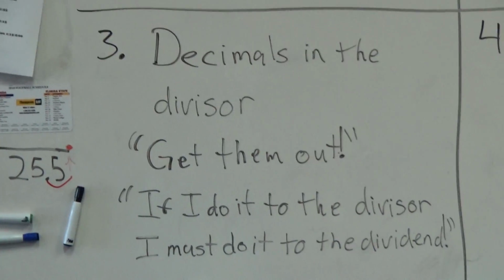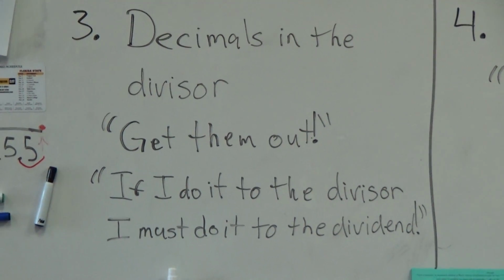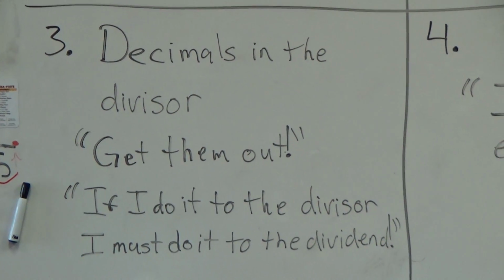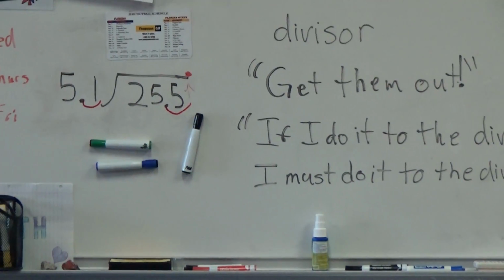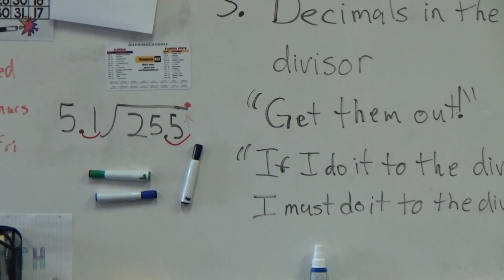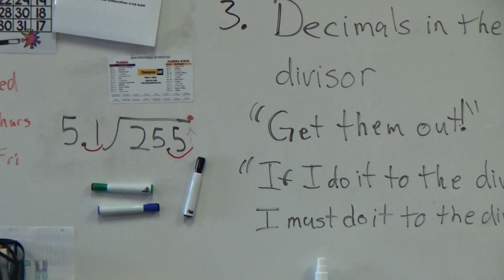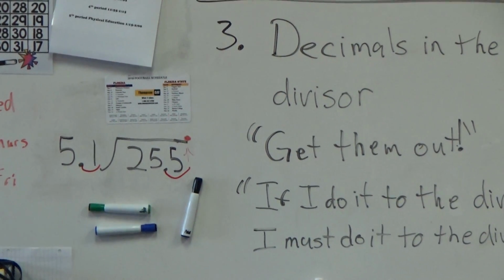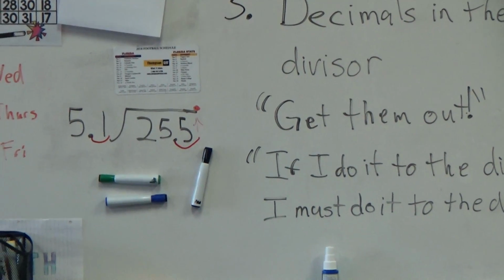For number three, if the decimal's in the divisor, we've got to get them out. If I do it in the divisor, I must do it in the dividend, and some of you were having problems with that today. And that was the example I gave you guys today. So if I move it out of the divisor of 5.1, then I have to move it in the dividend of 25.5. And then we get 51 into 255, or 255 divided by 51.